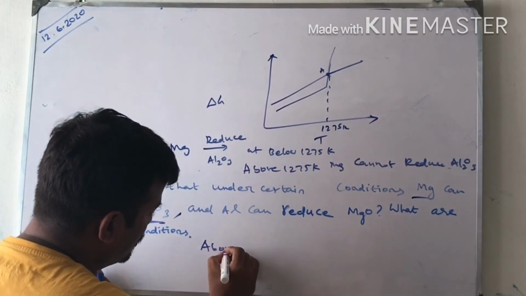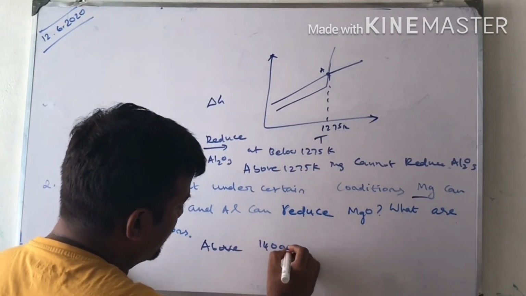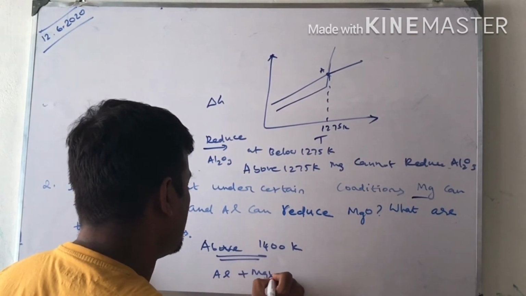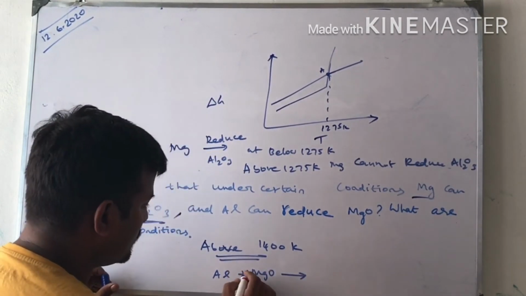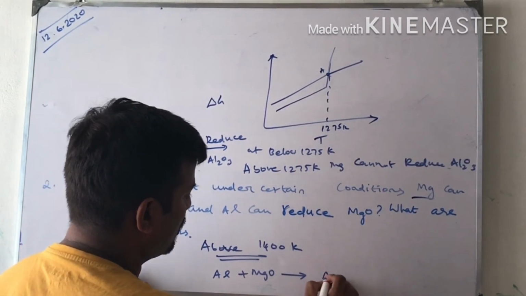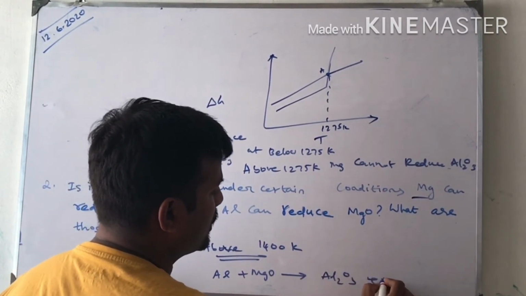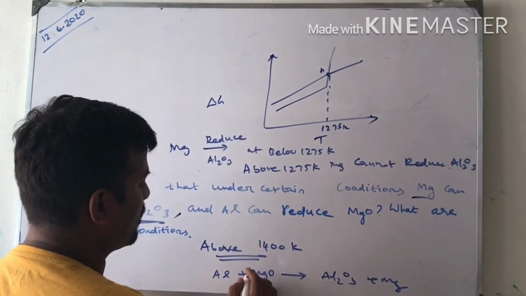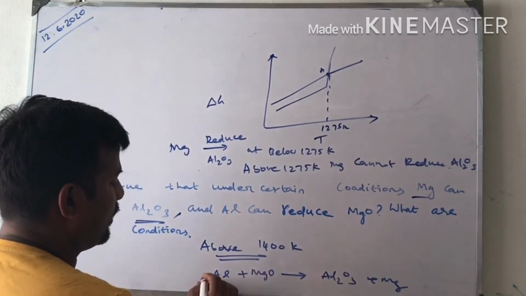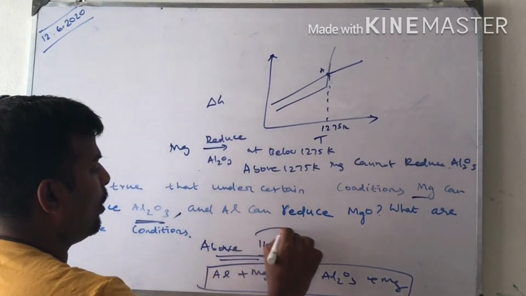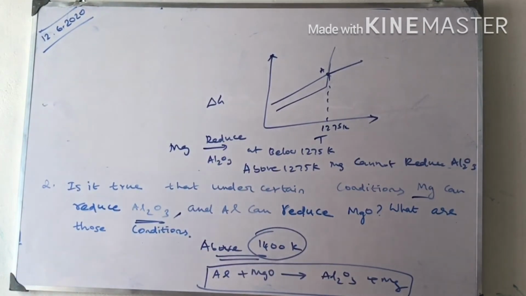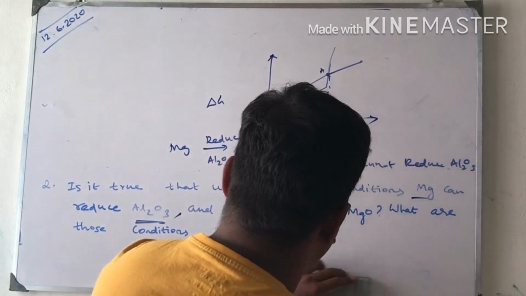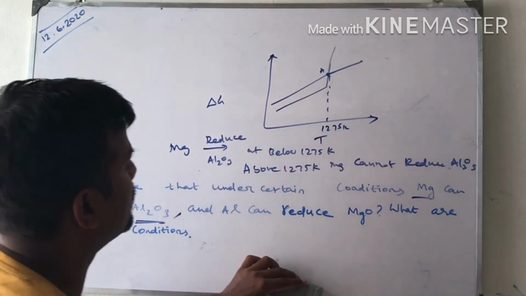Above 1400 Kelvin, aluminum can reduce magnesium oxide, to give Al2O3 and Mg. Roughly I am writing how many Mg: 2 Al and 3 MgO, 3 by 2. Okay. So aluminum can reduce above 1275 Kelvin. Only aluminum can reduce the magnesium oxide there, because below it the temperature is low.